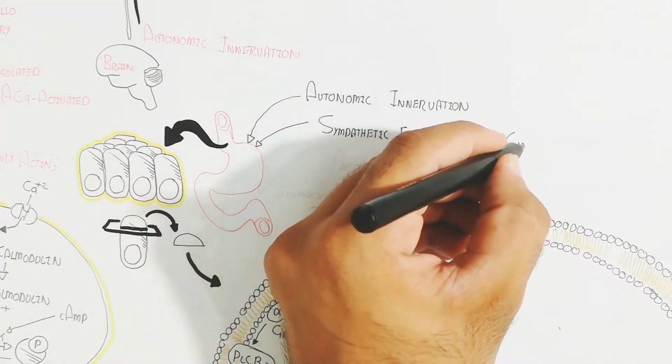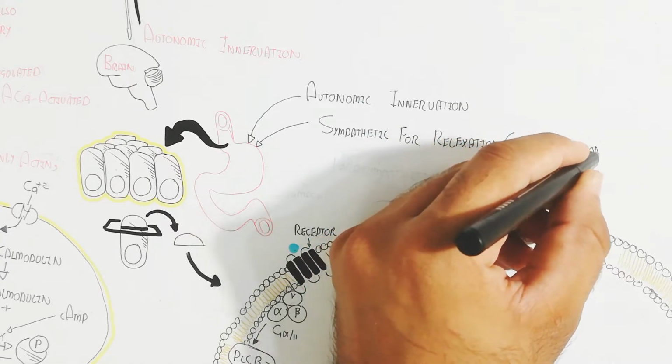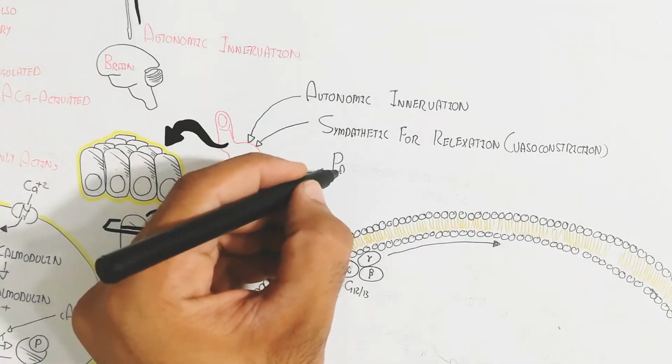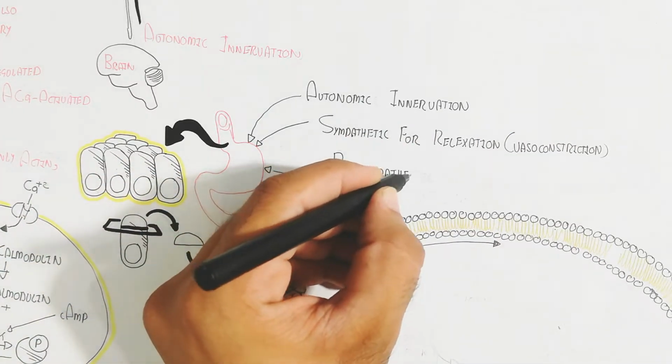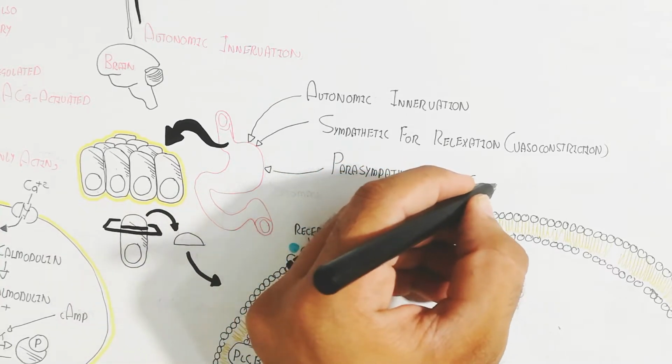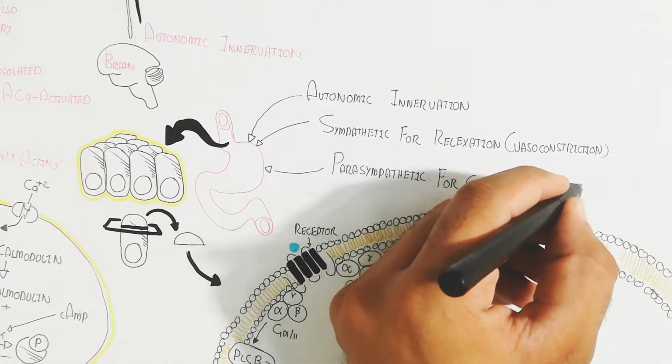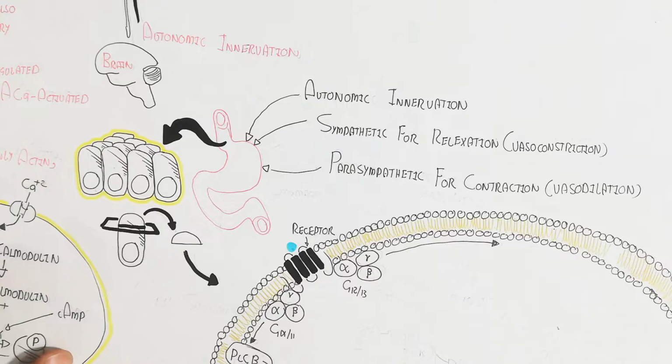The sympathetic is for relaxation, with vasoconstriction, while the parasympathetic is for contraction, with vasodilation; the vagal nerve is involved in it.